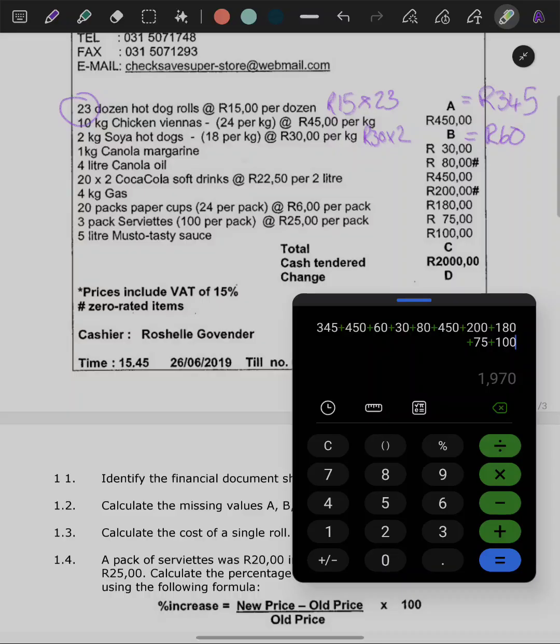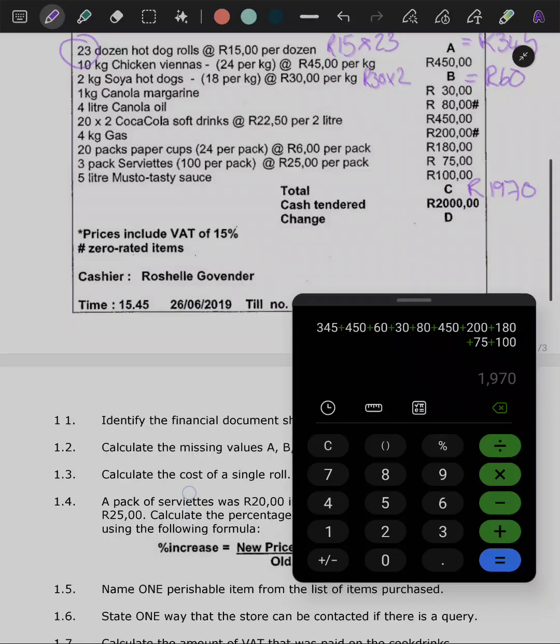And you must show this calculation as well, by the way, on your answer scripts. You must show the numbers that you're adding. Don't just write a total, because if you just write the total, you will lose those method marks if you do it incorrectly. So show the whole calculation. It gets to 1970.